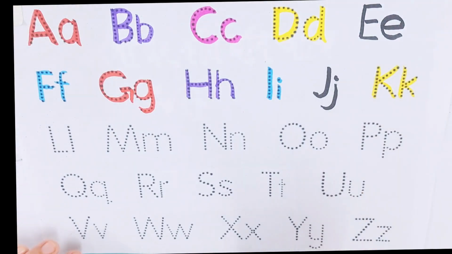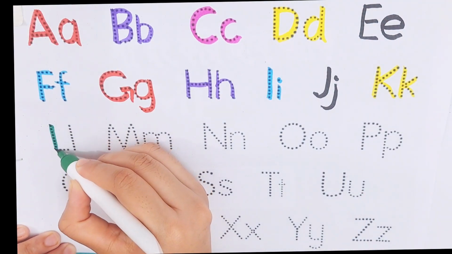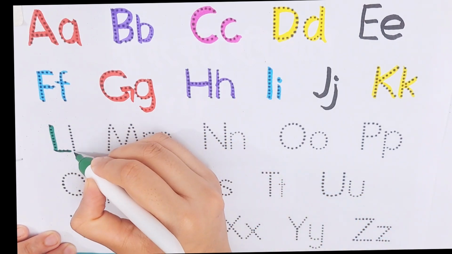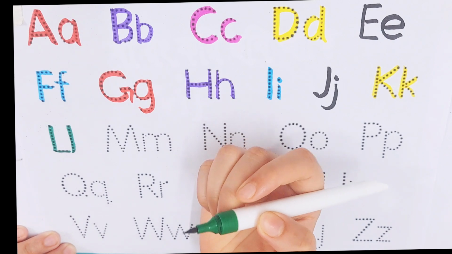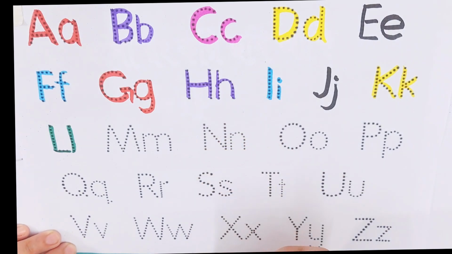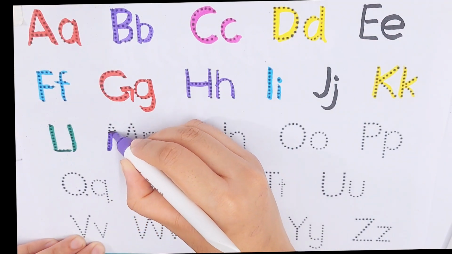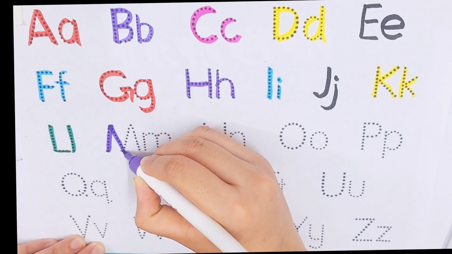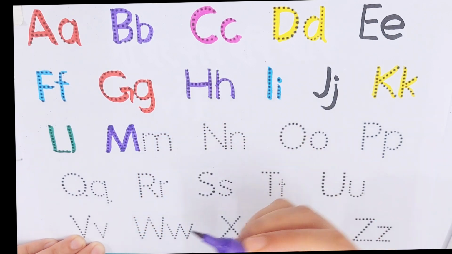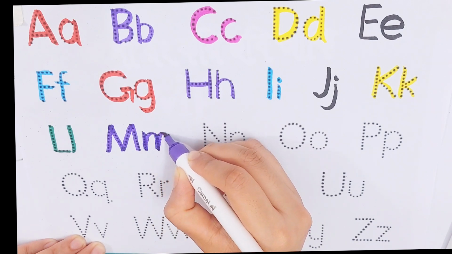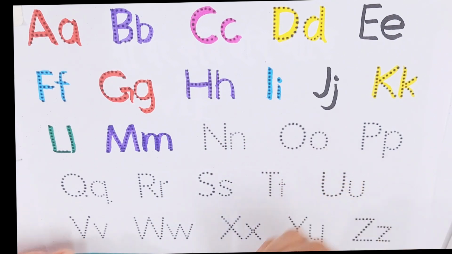Dark green color. L. L for lion. L for lychee. Violet color. M. M for mango. M for moon.